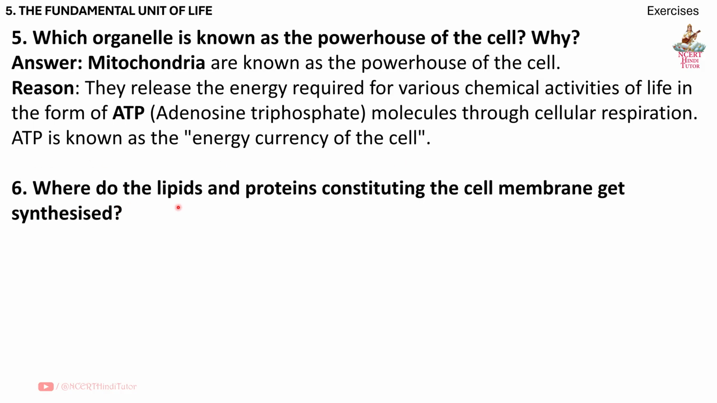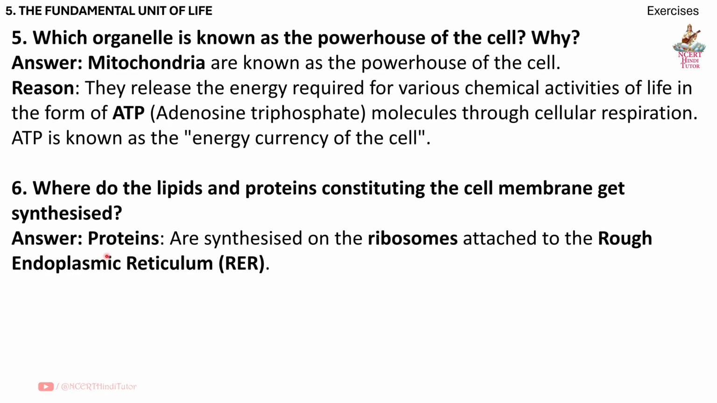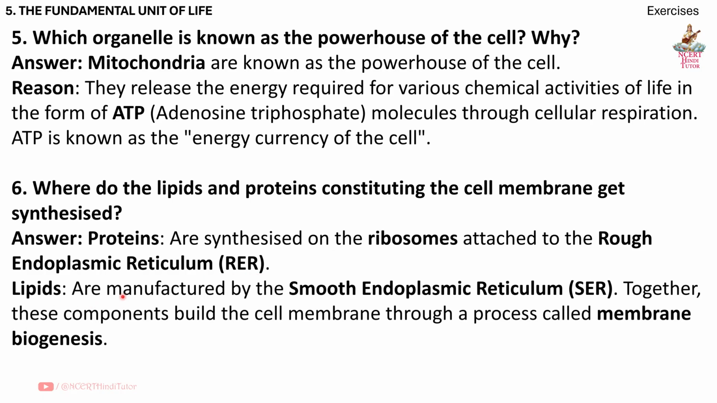Question 6. Where do the lipids and proteins constituting the cell membrane get synthesized? Answer. Proteins are synthesized on the ribosomes attached to the rough endoplasmic reticulum, RER. Lipids are manufactured by the smooth endoplasmic reticulum, SER. Together, these components build the cell membrane through a process called membrane biogenesis.